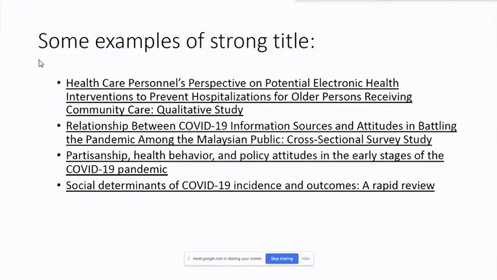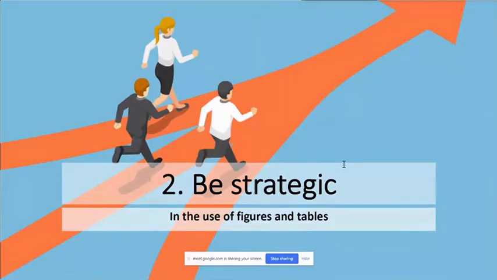You see, I took quite some time to explain the title. Number two, the abstract, in the sense of explaining it. You have to be strategic, okay, in the use of figures and tables. Looks simple, but this is very, very important.